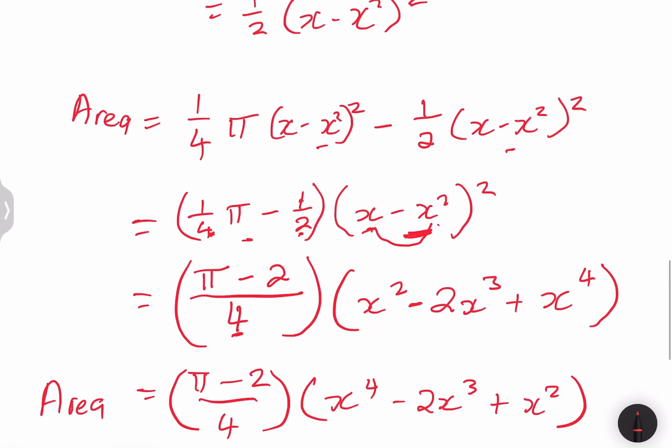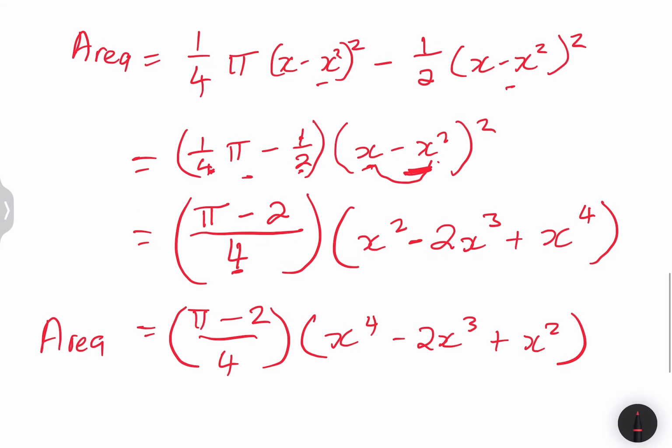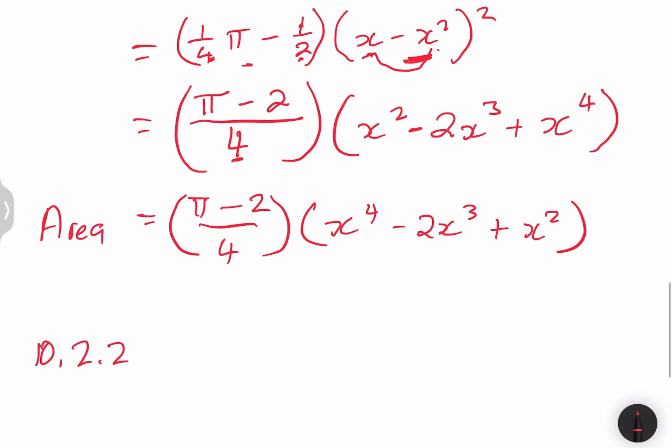Right, now the next part of the question, they say to us, determine the value of x for which the shaded area will be a maximum. Now remember, in the application of calculus, anytime that we want to maximize something, we take the derivative, right? So we're going to say, right, so that's 10.2.2. We're going to take the derivative of the area.